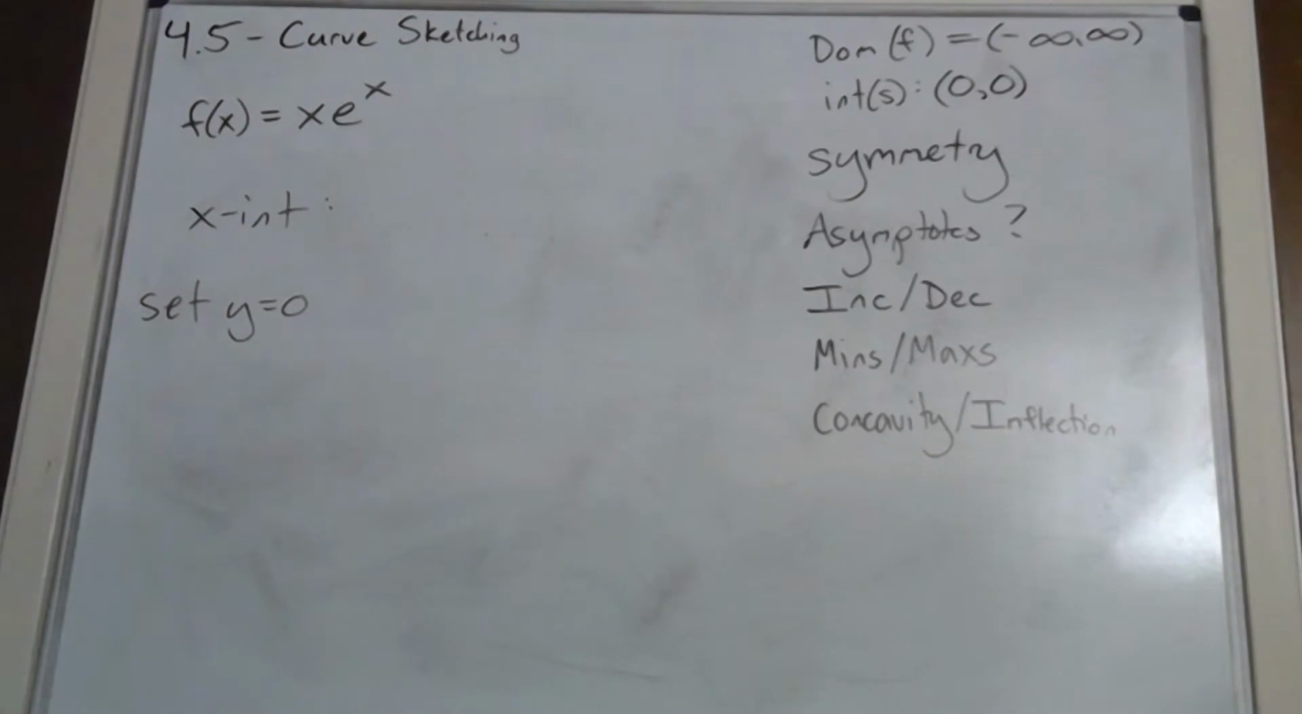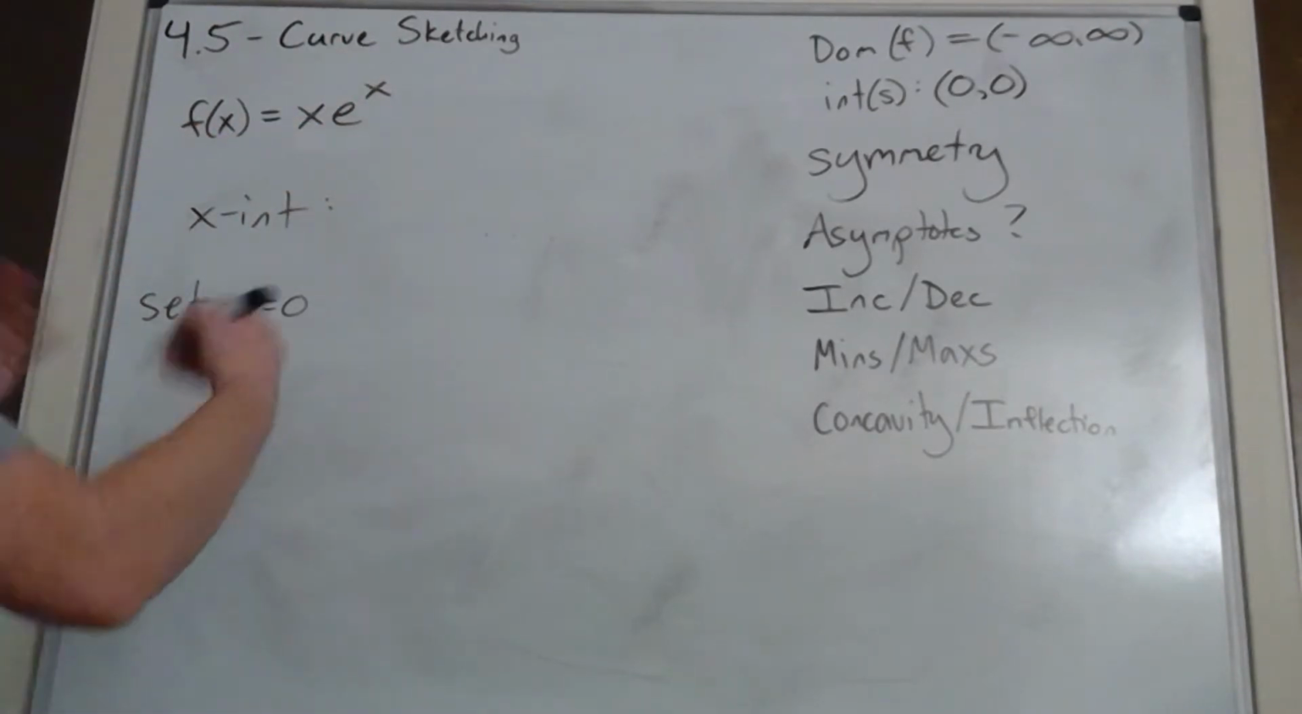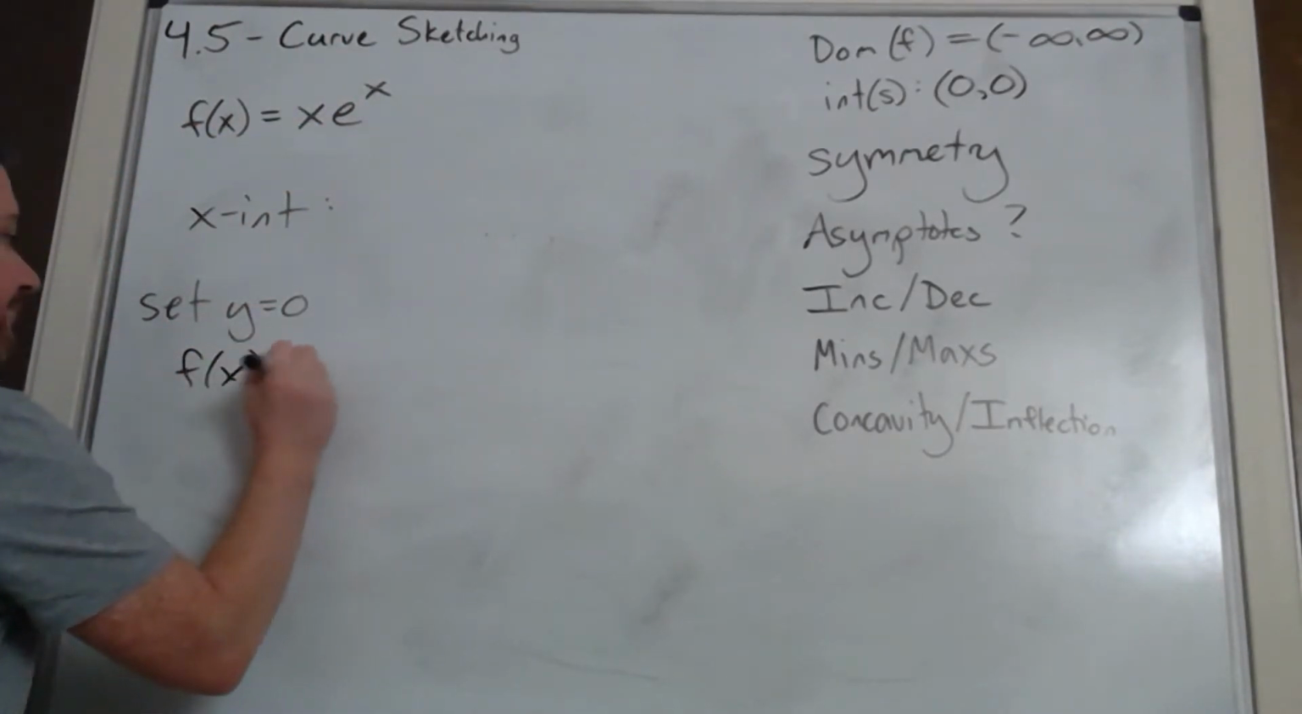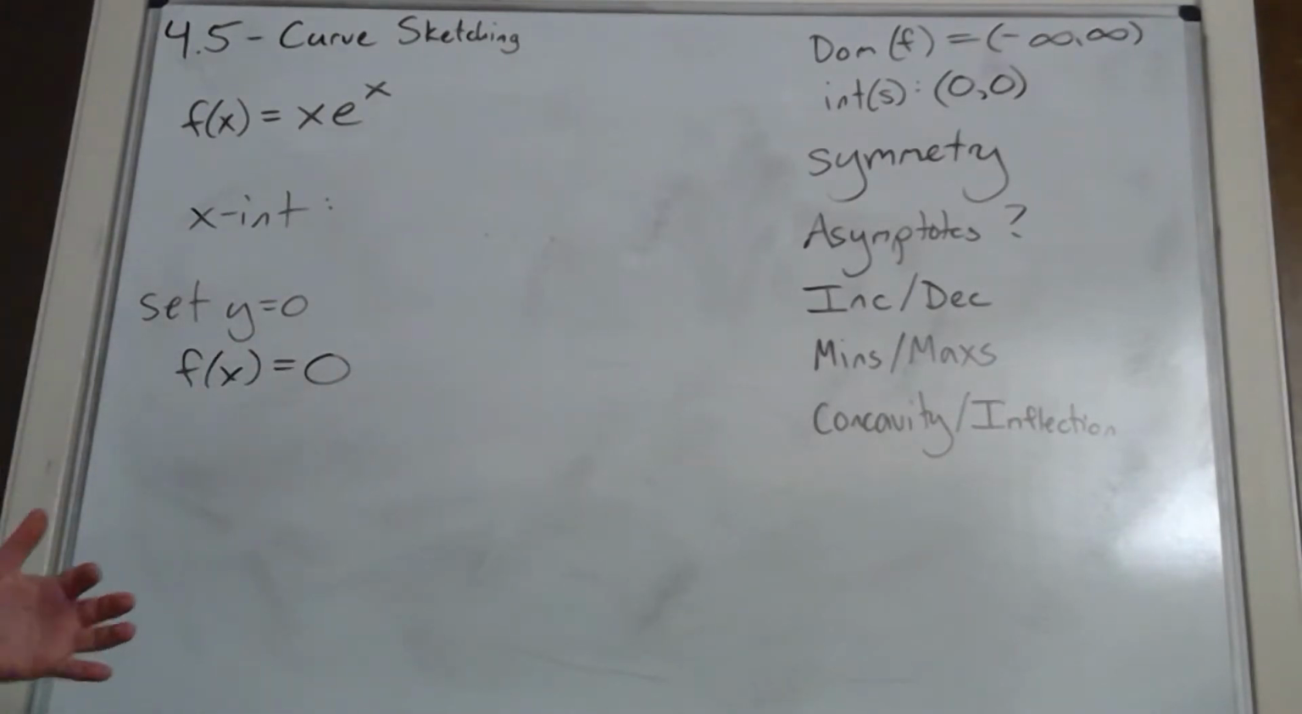So just do the opposite. So standard procedure. What's y? Well, y is the function values. So this could easily say y equals x e to the x. So in other words, set the function equal to 0, right? And then solve for any x's that make that true.